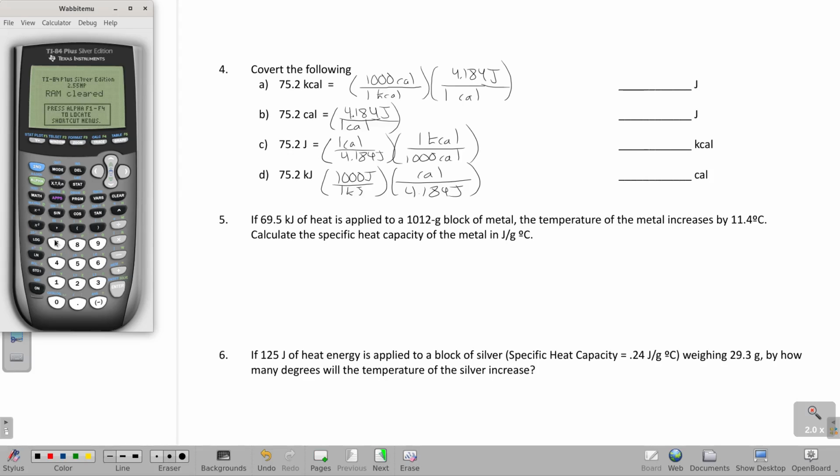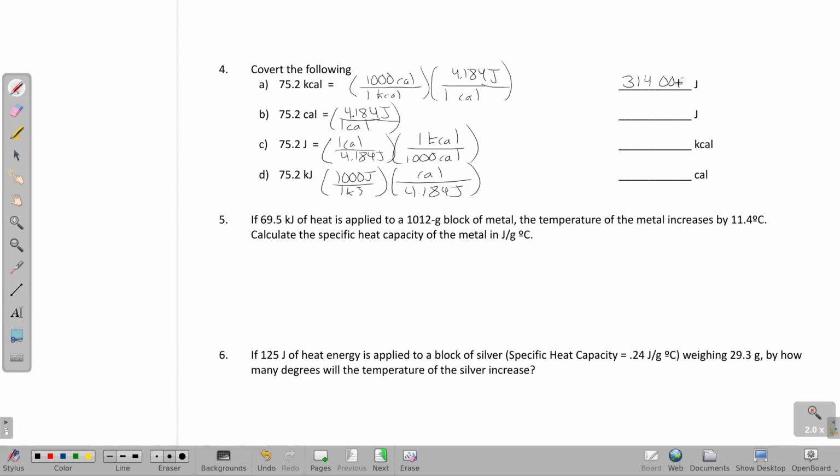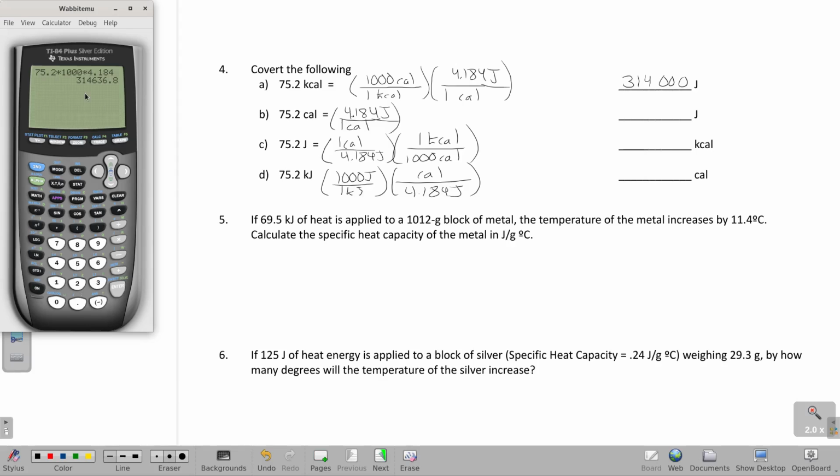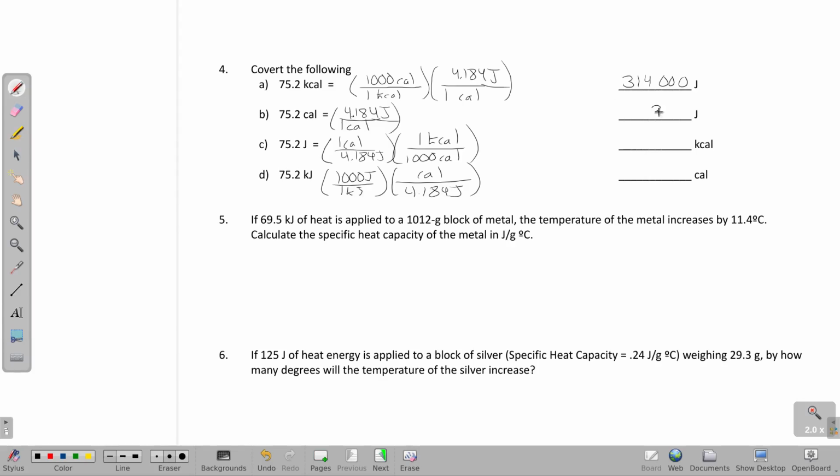So I have 75.2 times 1,000 times 4.184. I get, that is 314,000 joules. Next one's not going to be nearly as big because we're just not putting the 1,000 in there. I don't need to do the math necessarily. This is just 314 joules.